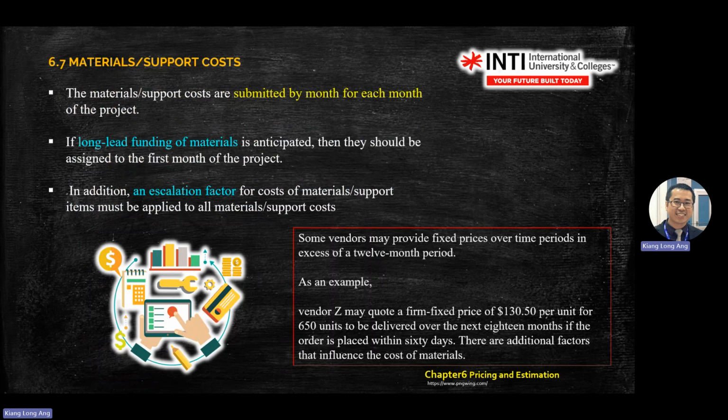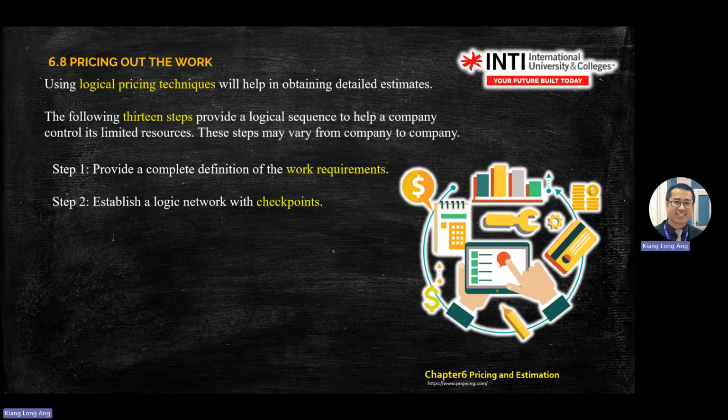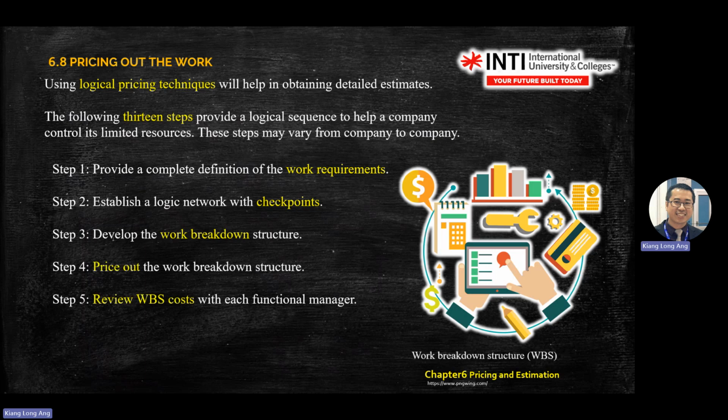Okay, so this one also you read. So there are 13 steps. The 13 steps provide a logical sequence to help a company control its limited resources. This one, no choice, you have to memorize. All right, so 13 steps.